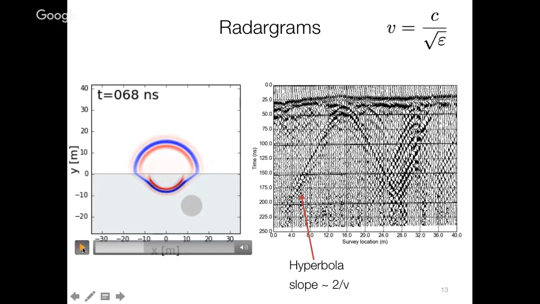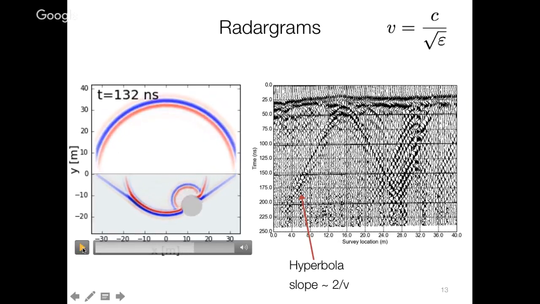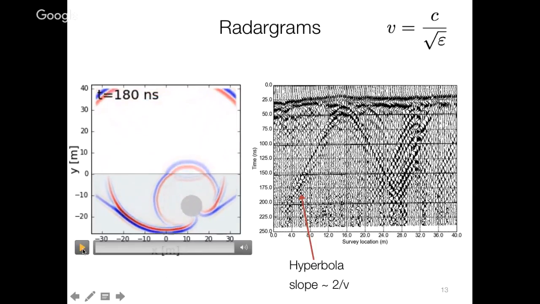Now the wavefront's going down. So now you can see it interacting. It's coming back up. If you're sitting at the surface, so if you're sitting over here and you're recording what you see, then there's going to be nothing, and then there's going to be that reflection that comes back in, and then nothing.